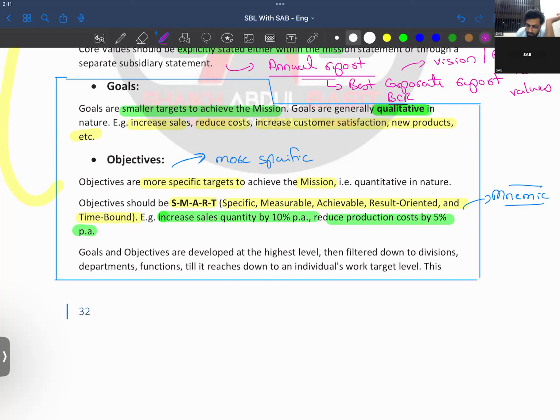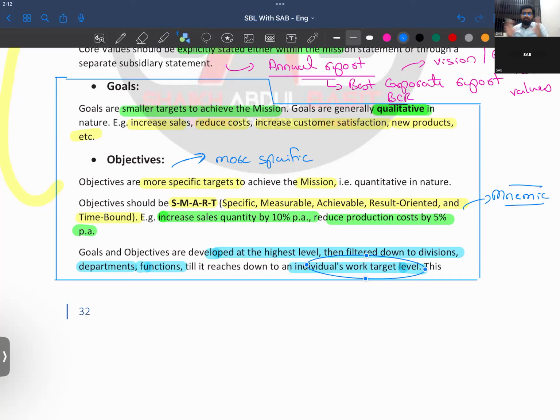Then the general line here is that objectives and goals are developed at the highest level, filtered down into divisions, departments, functions, till it reaches down to an individual's work target level. So goals and objectives are on the top, and then they filter down into divisions, departments, functions, and people, right?